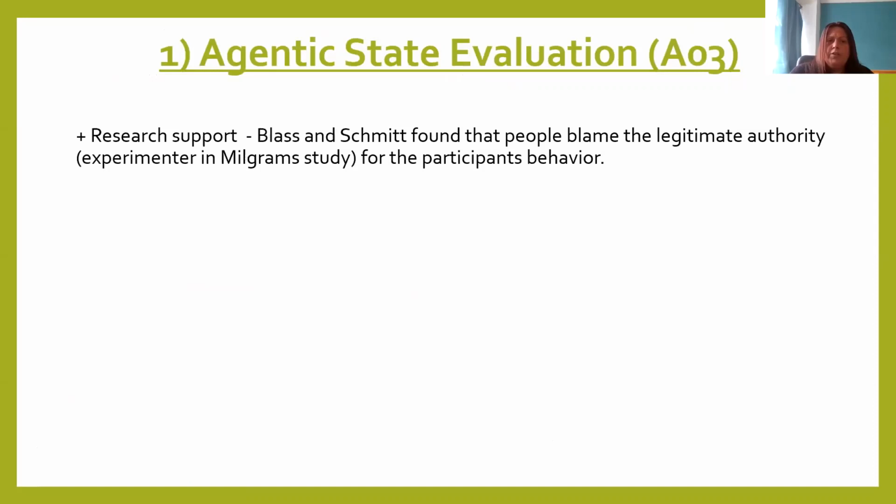So as part of our evaluation, again, research evidence, okay, so Blass and Smith found that people blame the legitimate authority figure for the participants' behaviour. So here they showed the video of Milgram's original experiment to a number of individuals, and having watched the Milgram experiment for the first time and not knowing any background, the individuals that watched this video did indeed suggest that it wasn't the participants that are to blame for the behaviour, but actually it was the researcher. So again, suggesting this idea that they had merely gone into the agentic state and they weren't to blame.